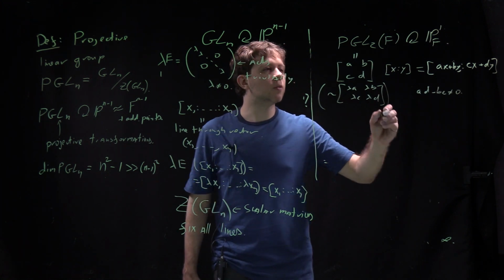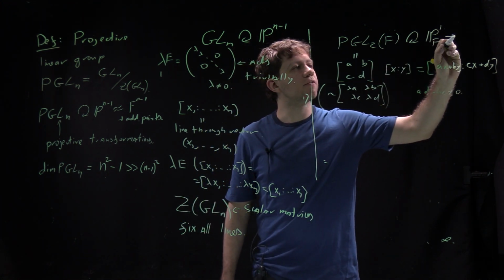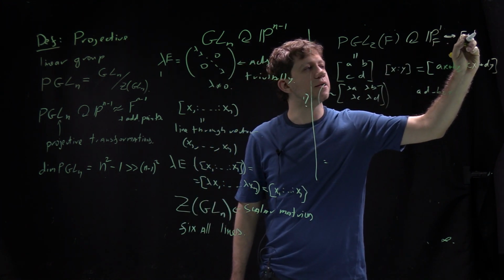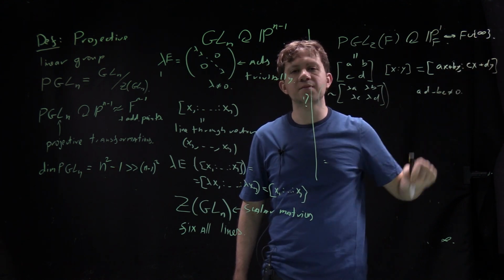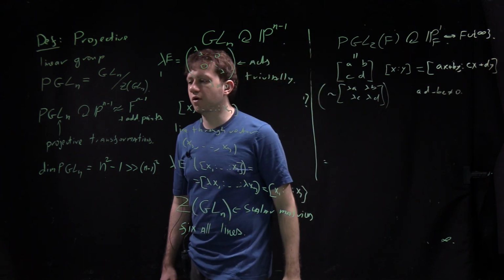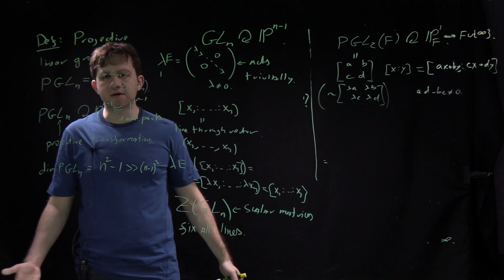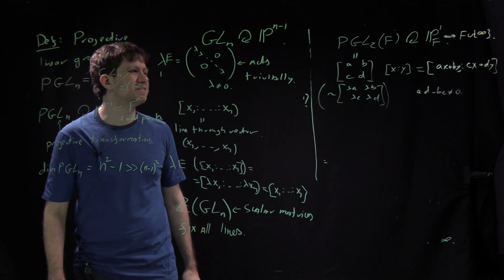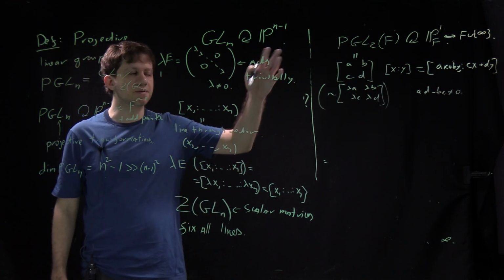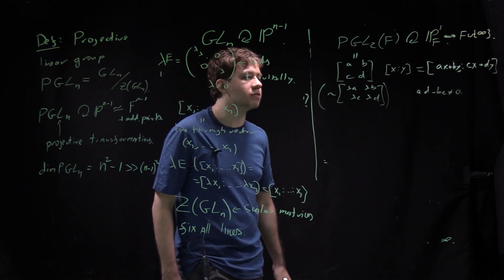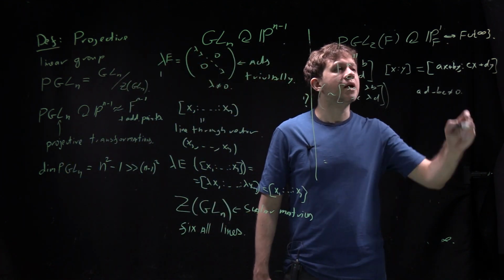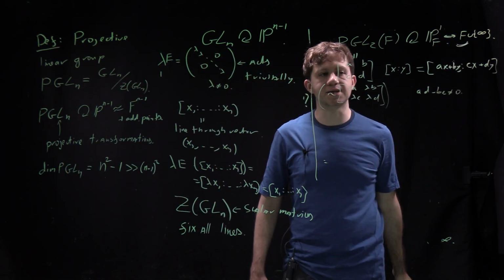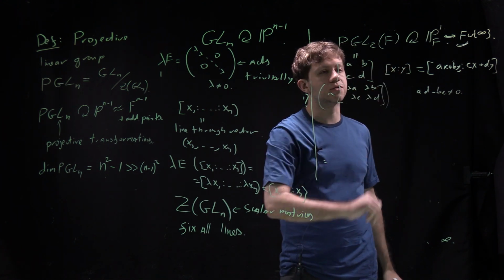But then remember, we like to identify P1 of F with F plus infinity. And in some sense, when you do calculus, you have seen infinities already. So infinity is something you can sort of ignore, it's just something very big. Of course, we cannot do that here, but still, the main part of the projective line is still this. So let's look at what it does to these points.